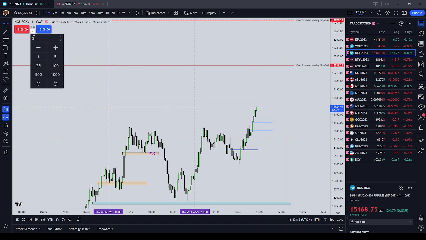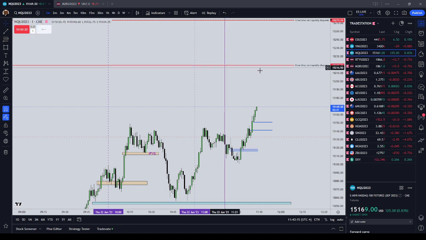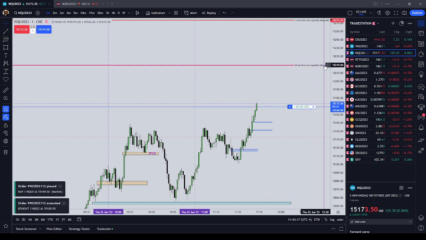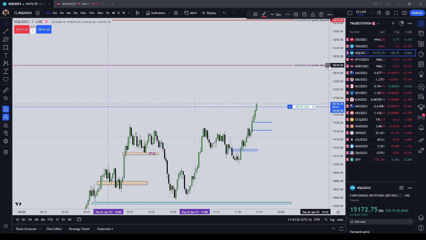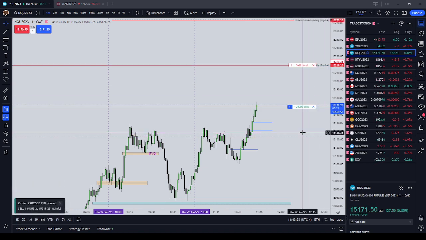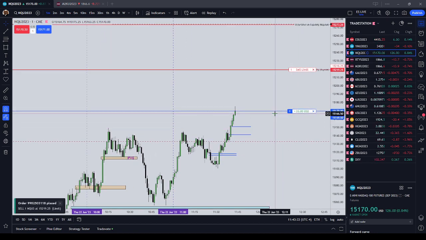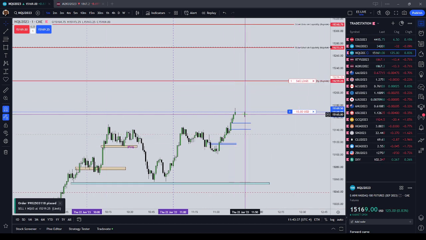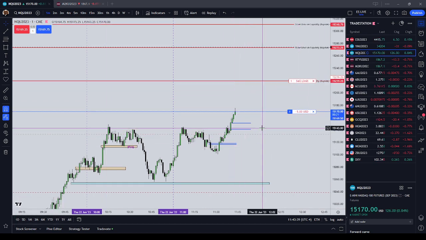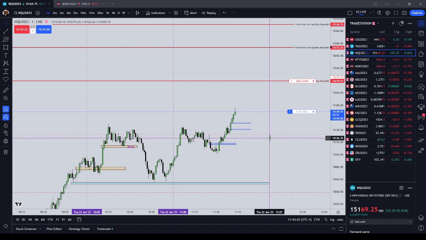All right, I'm going to enter one in at the market. Order filled. Just in case it wants to go gangbusters without me. And I'm probably going to load in more if we come back down.